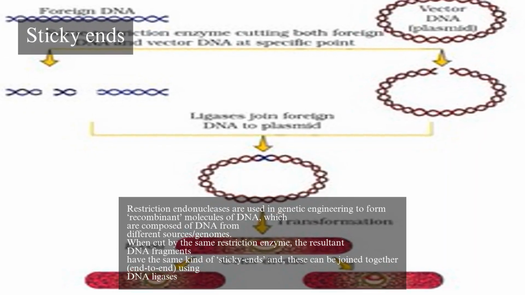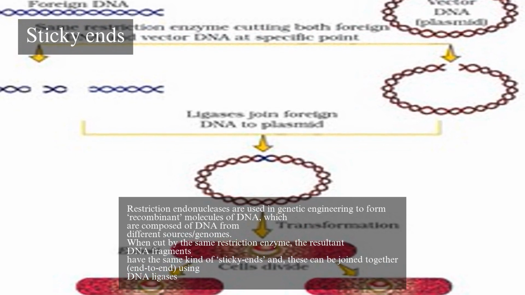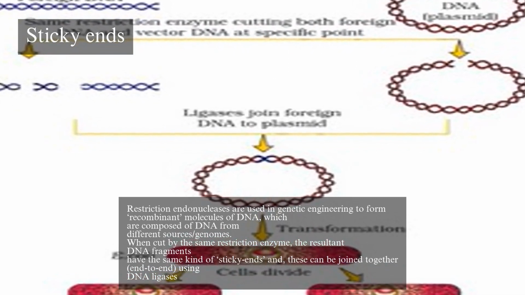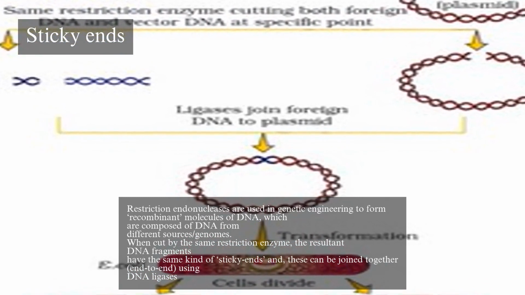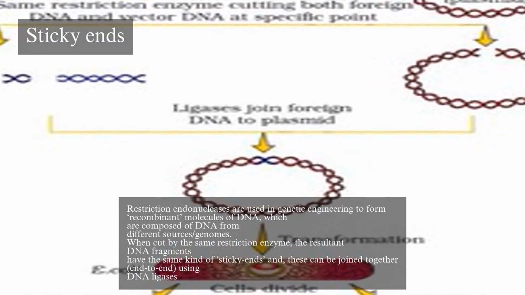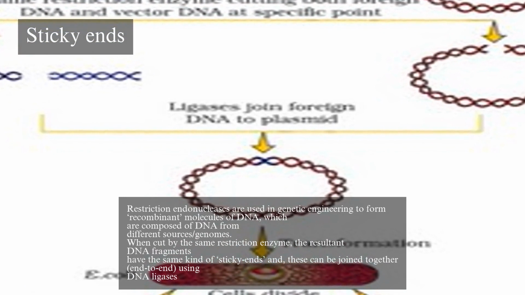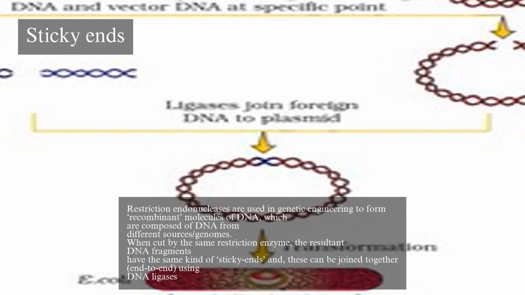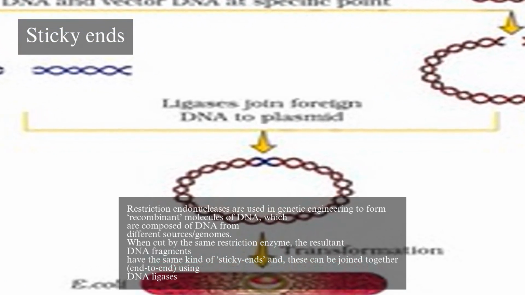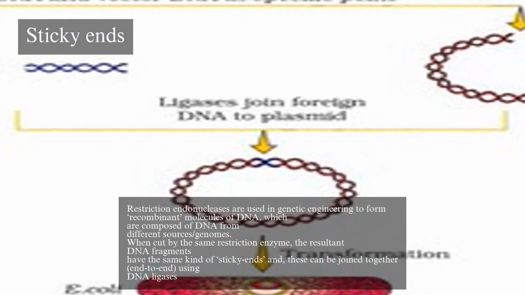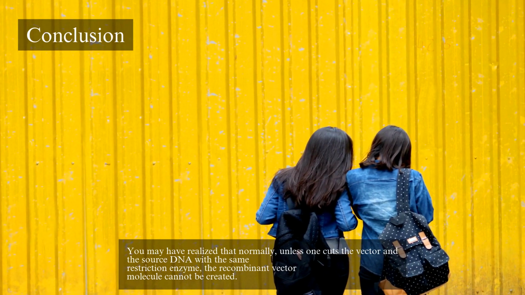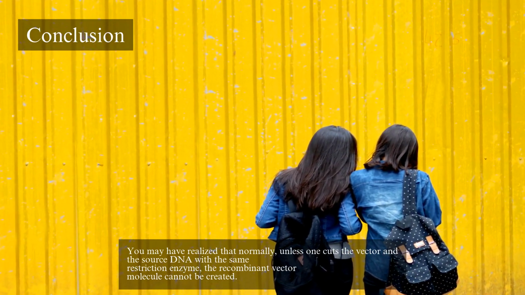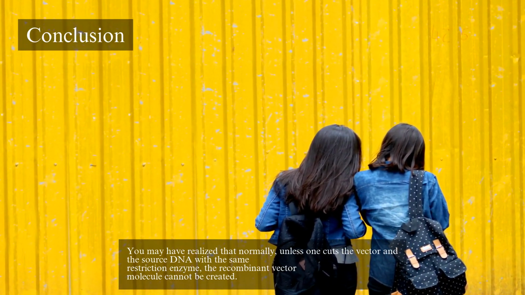Restriction endonucleases are used in genetic engineering to form recombinant molecules of DNA, which are composed of DNA from different sources/genomes. When cut by the same restriction enzyme, the resultant DNA fragments have the same kind of sticky ends and these can be joined together, end-to-end, using DNA ligases. You may have realized that normally, unless one cuts the vector and the source DNA with the same restriction enzyme, the recombinant vector molecule cannot be created.